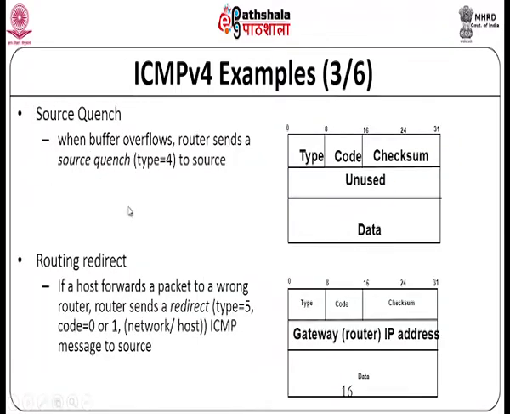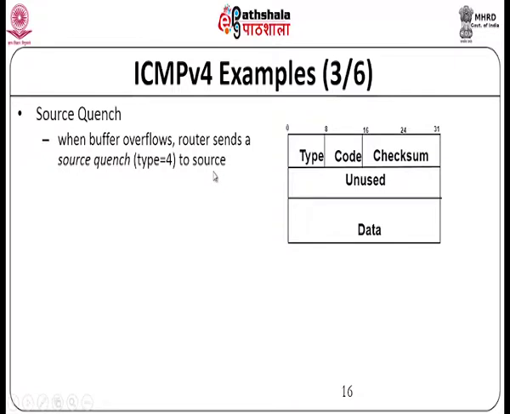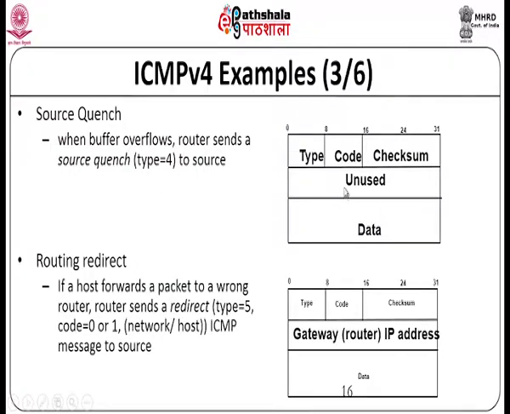The source quench message, this is the third type of message that we have. You have a type, code and checksum, and there is just some data which is specified. The data field could also be empty. So, the type and the code give us sufficient information about what this message is actually trying to convey to us.